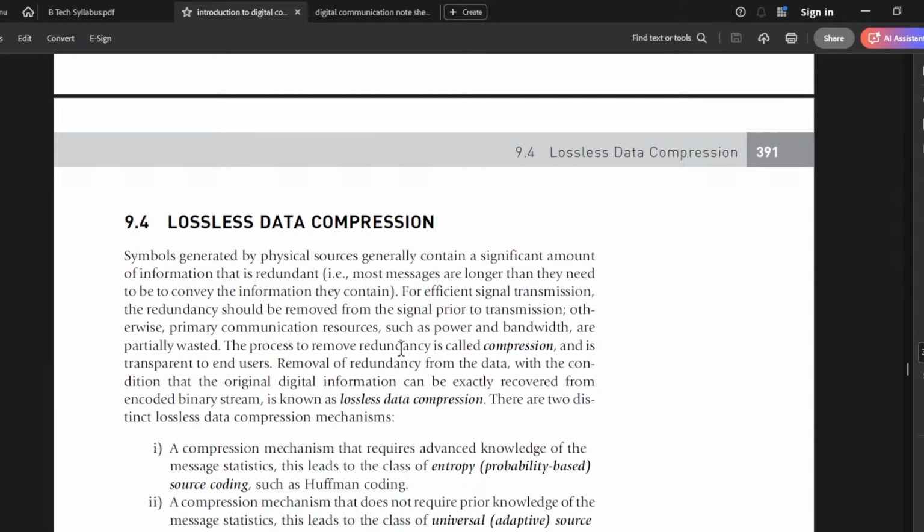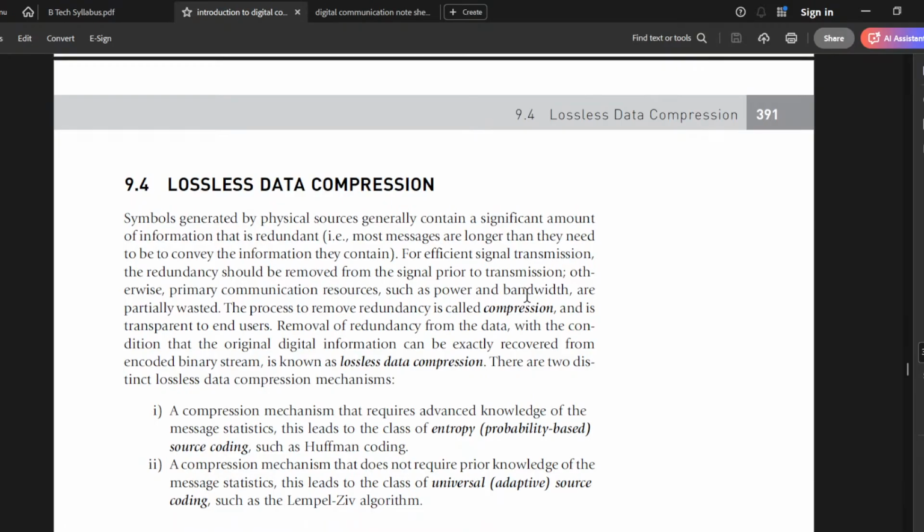Lossless data compression. For efficient signal transmission, the redundancy should be removed. Otherwise, primary communication resources such as power and bandwidth are partially wasted. The process to remove redundancy is called compression.